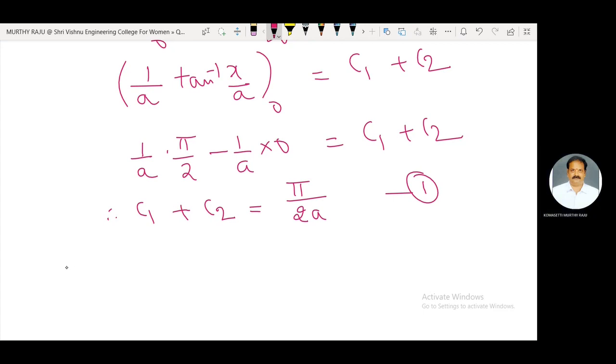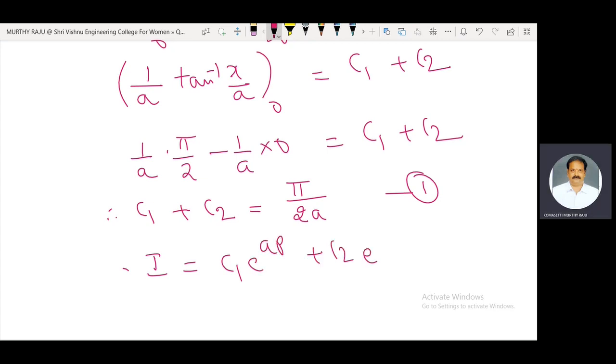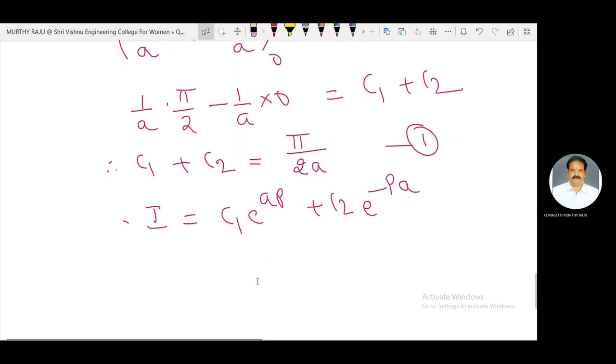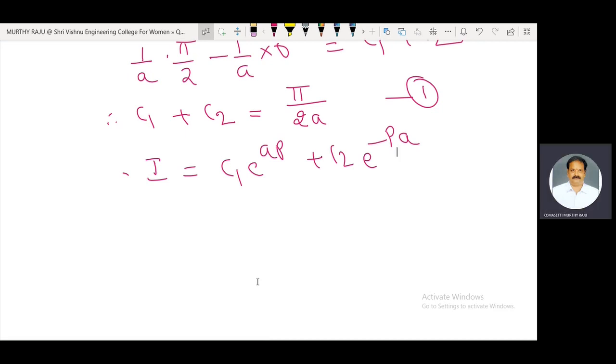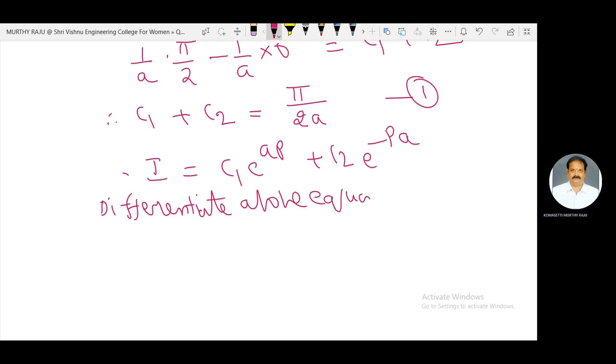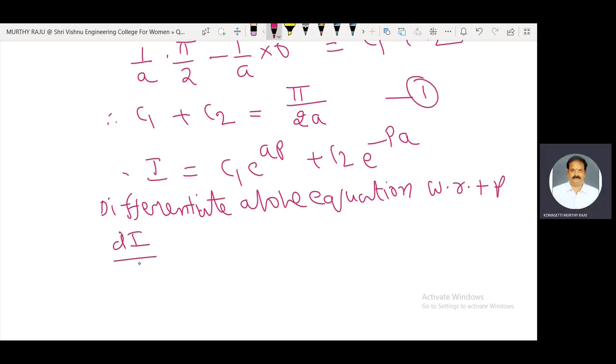Again, consider I is equal to c1 e power ap plus c2 into e power minus ap. Differentiate the above equation with respect to p. dI by dp is equal to c1 e power ap, differentiation of ap is a, plus c2 into e power minus pa, differentiation of minus pa with respect to p is minus a.